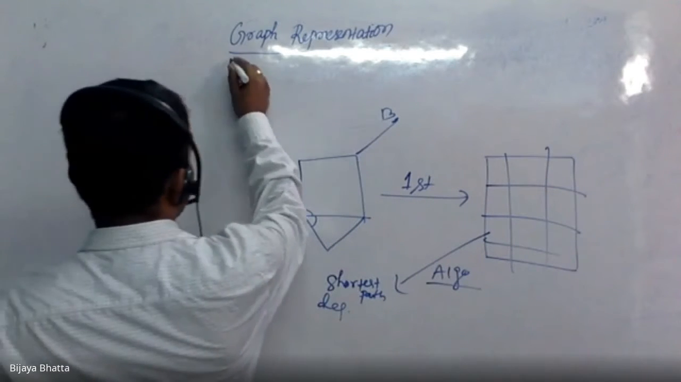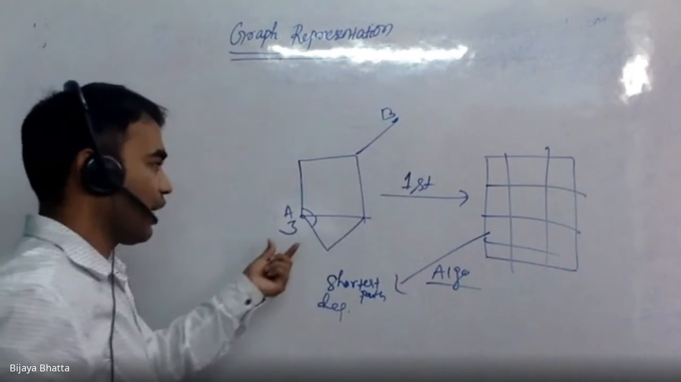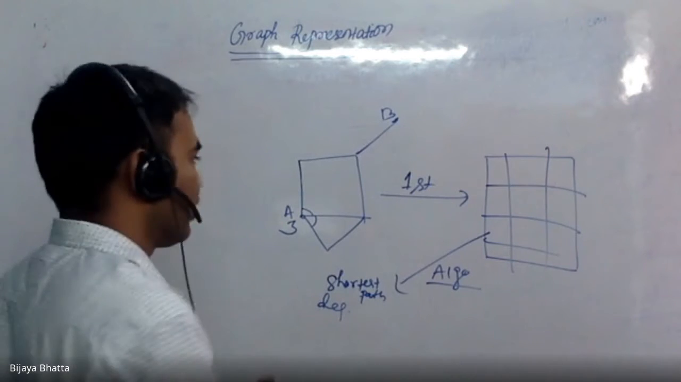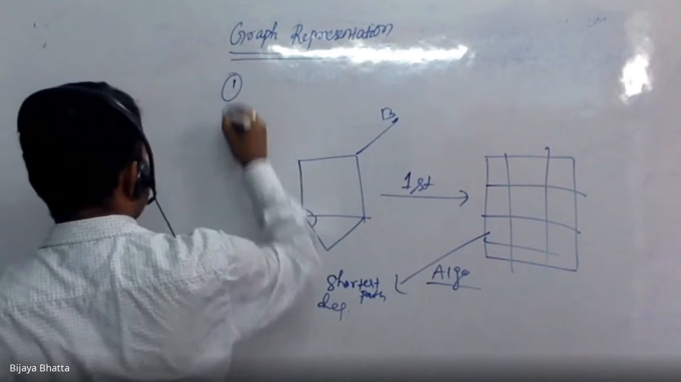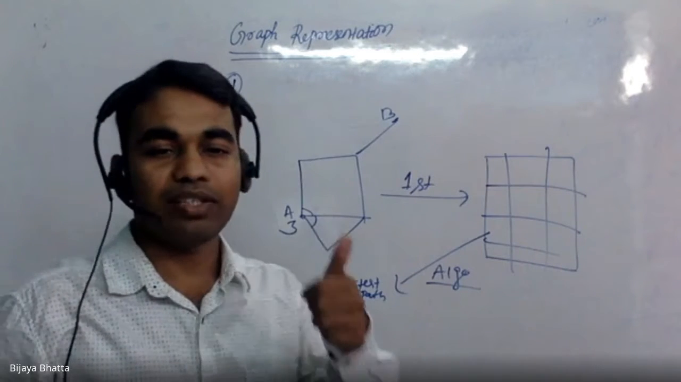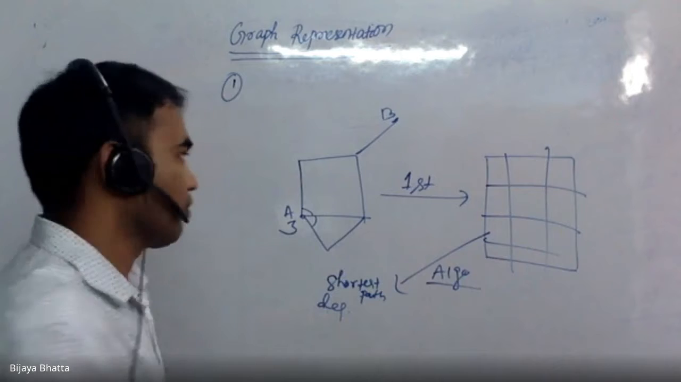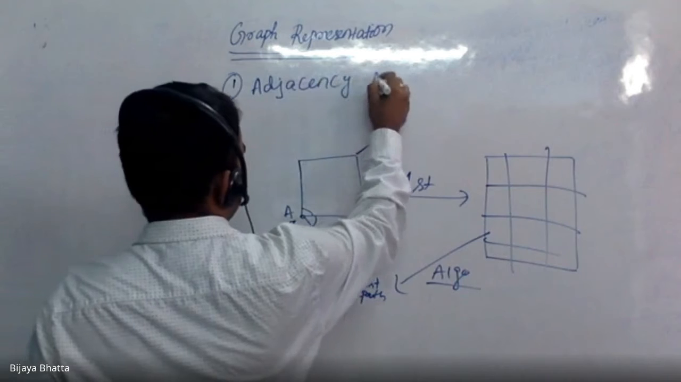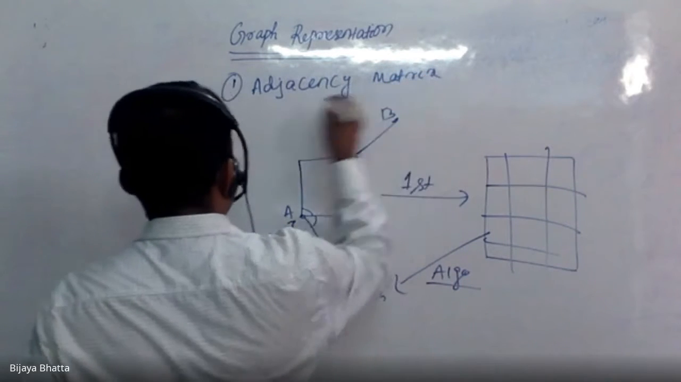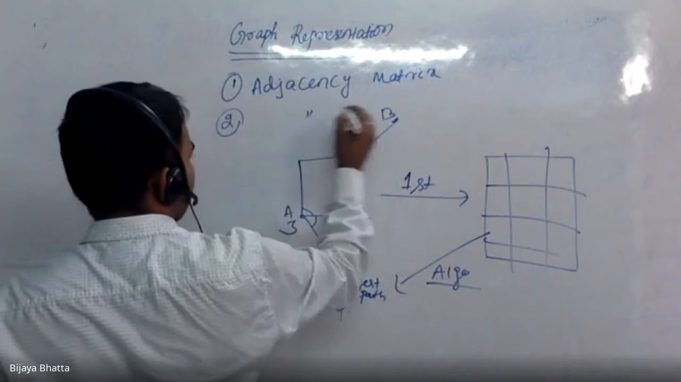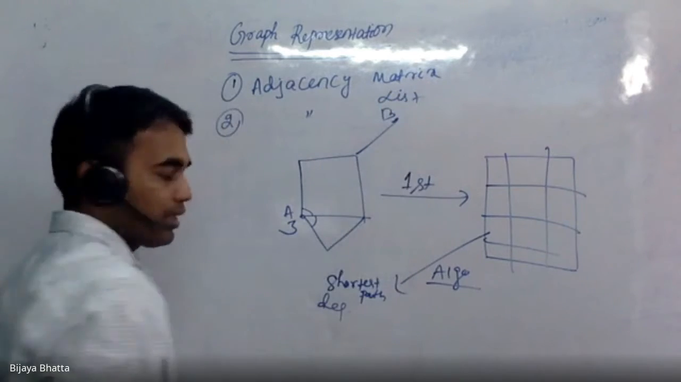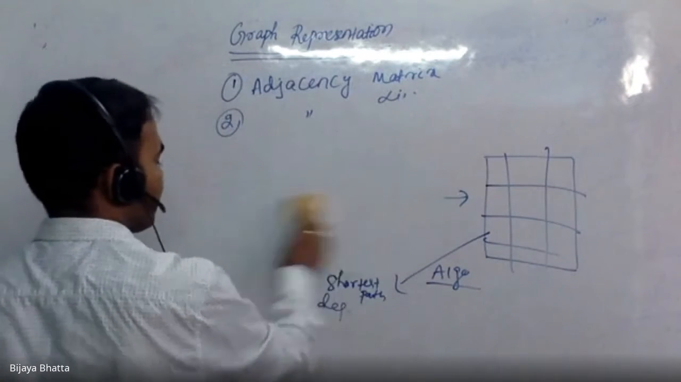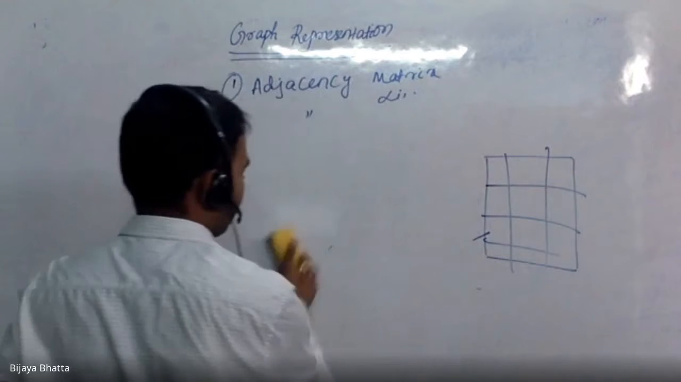So that's why it is very important for us to understand, if any graph is given, how can I represent that particular graph in a computer? So generally there are different ways. What are the different ways? One is adjacency matrix, right? We'll go one by one. Second one is adjacency list, right? Or else incidence matrix.